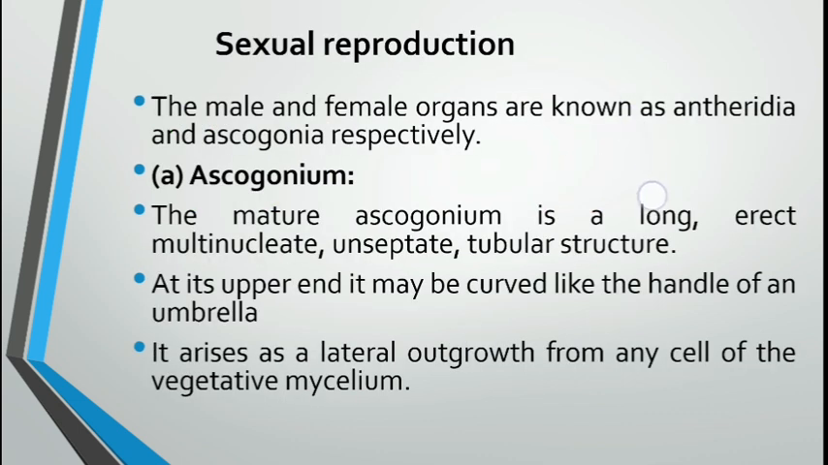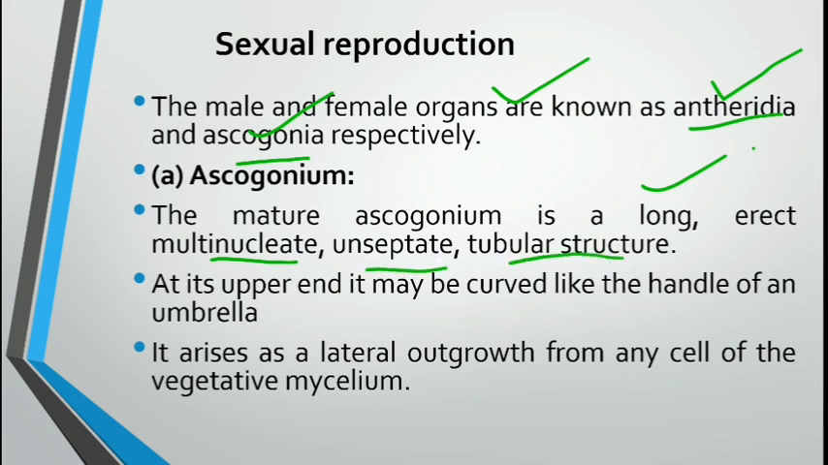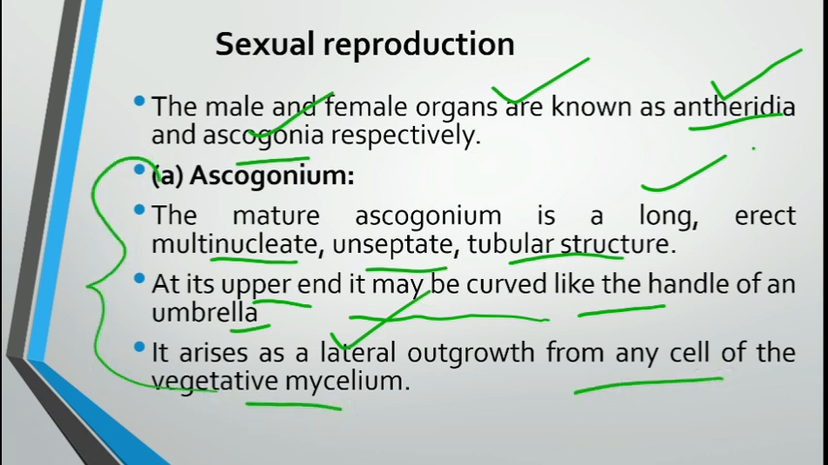Next, sexual reproduction. The male and female organs are called antheridia and ascogonia respectively. The male sex organ is called antheridium and the female sex organ is called ascogonium. Ascogonium at first, the female sex organ. It is long, erect, multinucleate, aseptate and a tubular structure. At its upper end, it may be curved like the handle of an umbrella. It arises as a lateral outgrowth from any cell of vegetative mycelium. It is the female sex organ or ascogonium.